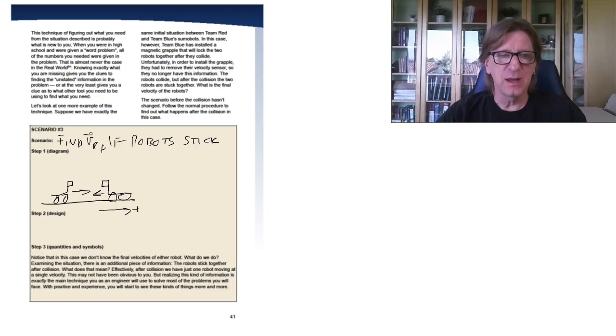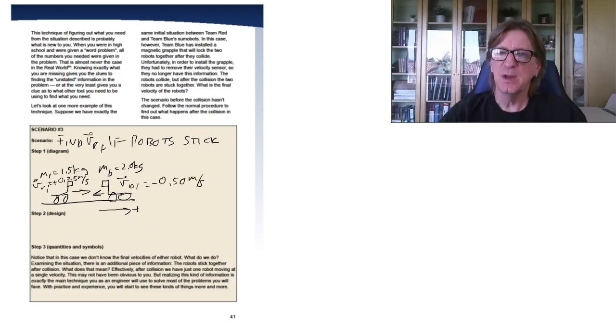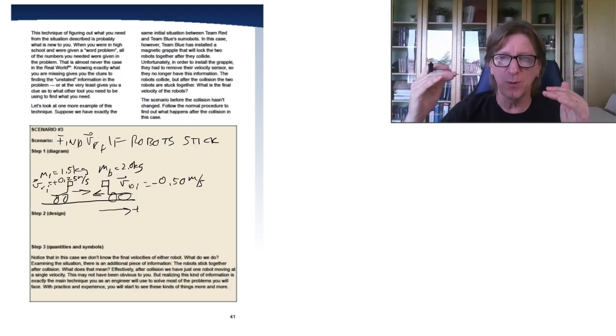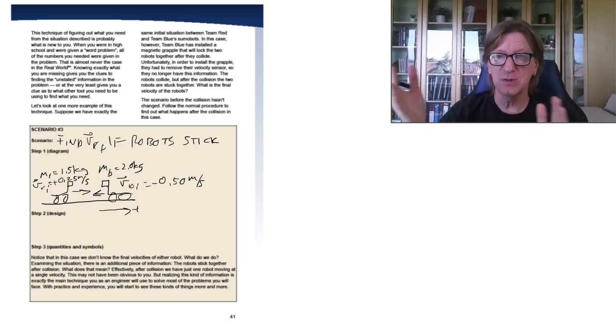All right, and then we know that MR, remember, was 1.5 kilograms. My MB was 2.0 kilograms. And then our initial velocities are going to stay the same as well. So VRI, remember, was positive 0.25 meters per second, whereas VBI was negative 0.50 meters per second. All right. What's different here is the final phase. Remember, it's still a two-phase problem. I've got before I collide, and then I've got after I collide. And we have to treat those phases separately with this.